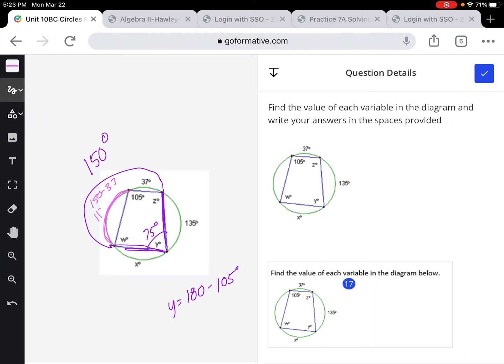which is 113 degrees, which means x is going to be 360 minus 113 minus 37 minus 135, which is 75 degrees.